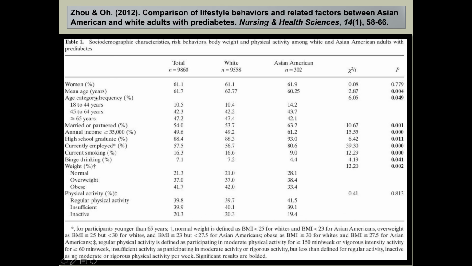So women, age category, married, annual income, high school graduate, which would be education level, employment status, current smoking status, binge drinking status, weight, physical activity level. And then the DV would be Caucasian versus Asian American. The DV is ethnicity, and the IVs, no, these are the DVs on the side. Sorry. These are all the DVs, and this is the IV.